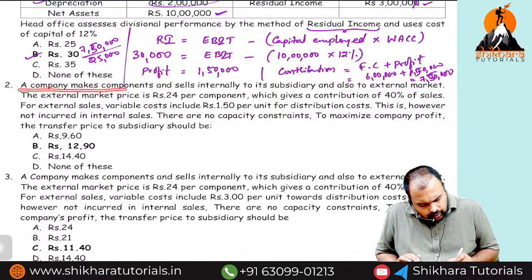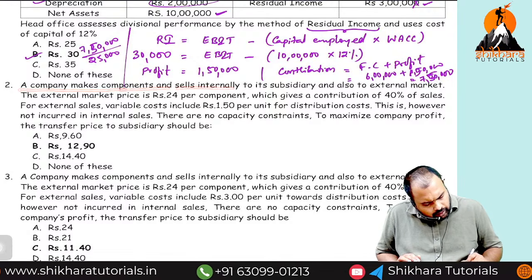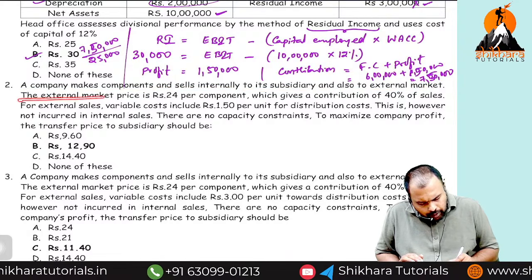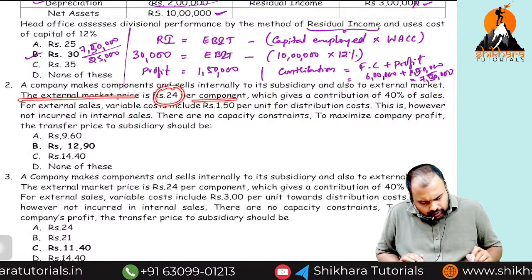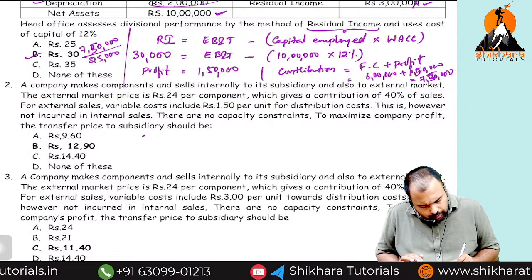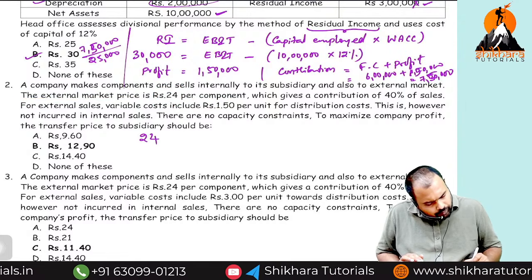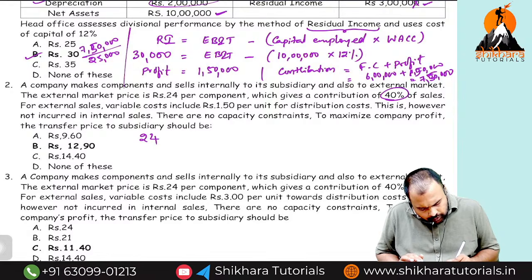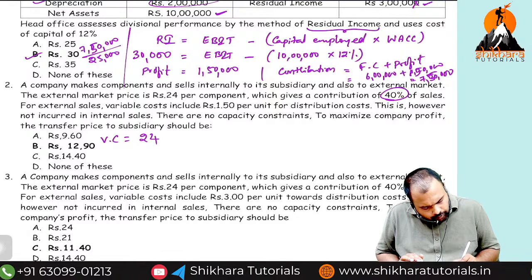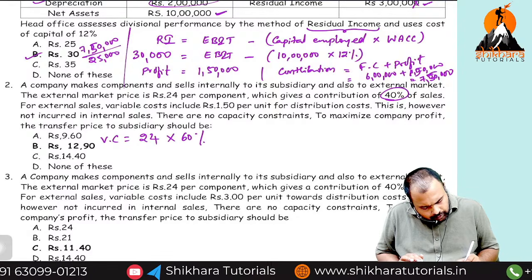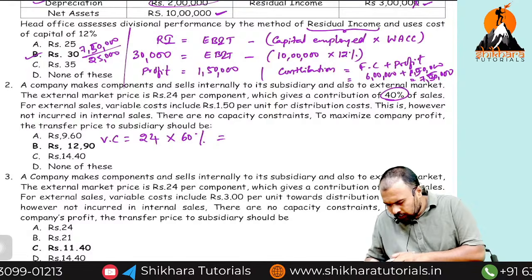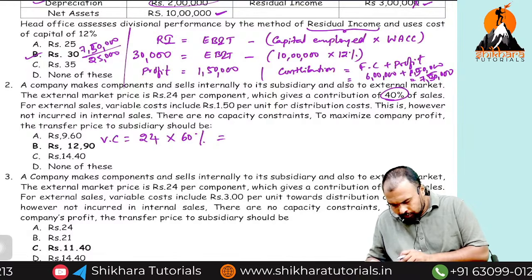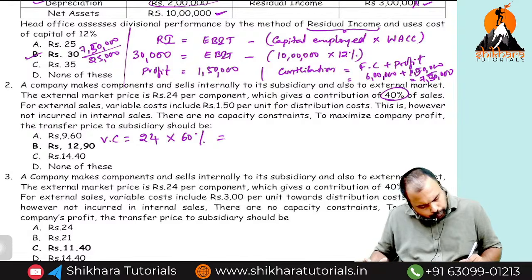Okay. Next, a company makes components and sells internally to its subsidiaries and also to the external market. The external market price is 24 per component, which gives us a contribution of 40% of sales. And what has to be the variable cost, sir? Variable cost is equal to 24 into 60%, which is equal to 14.4.